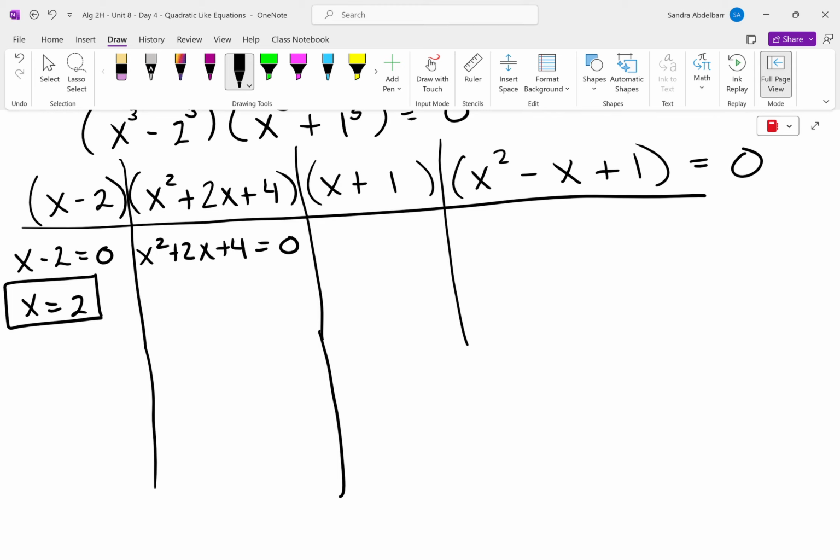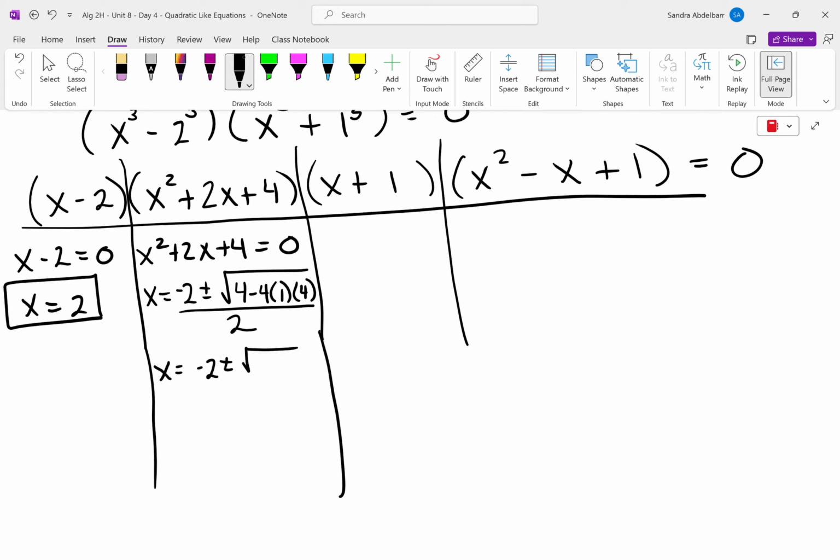No. What do we do with a quadratic that we can't factor? Tejas? Quadratic equation. Quadratic equation, you got it. So I'm going to use the quadratic formula. X is equal to negative 2 plus or minus the root of 2 squared, which is 4, minus 4 times 1 times 4, all over 2.